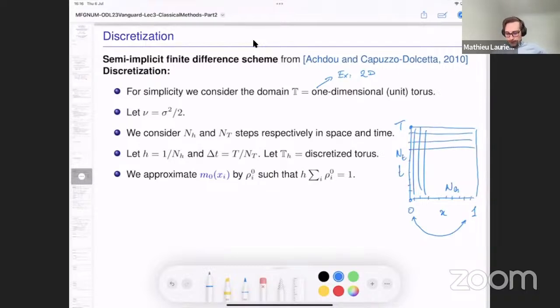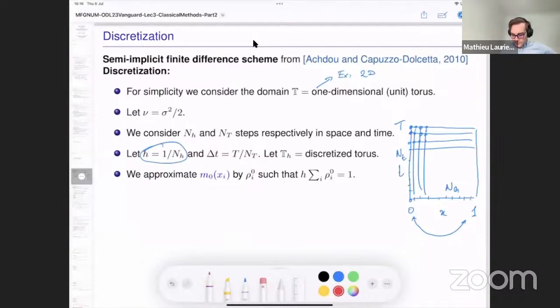And what we are going to do is say, well, I want to know the value of u and m at every point of the grid. Here, here, here, everywhere on the grid. And what we are hoping is that when the grid is finer and finer, we are approximating the continuous solution. So I will use the notation h for 1 over nh and the notation delta t for the time steps. And I will write Th for the discretized torus.